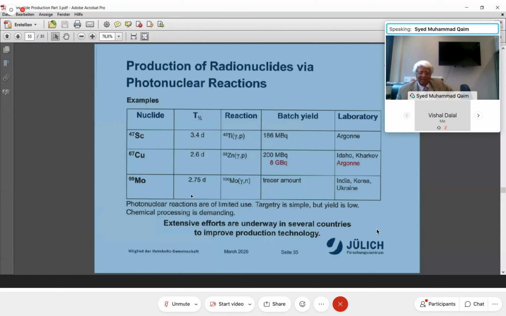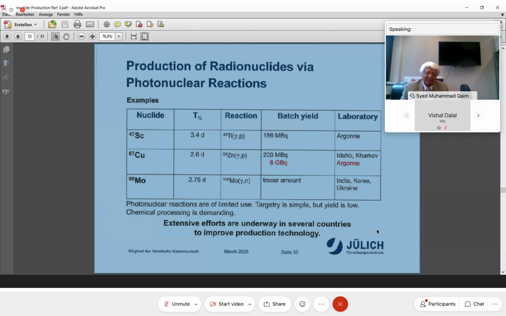One advantage is that photonuclear reactions are simple to carry out. Targetry is easy. Just like neutrons, gammas do not produce much heat. So you can take the sample, put it in a capsule and irradiate with hard gammas, and you get the material. The target is easy. But chemical processing is demanding because the samples are very large. Not 10 milligram or 200 milligram samples, but a 10-gram sample, which you have to dissolve and separate.